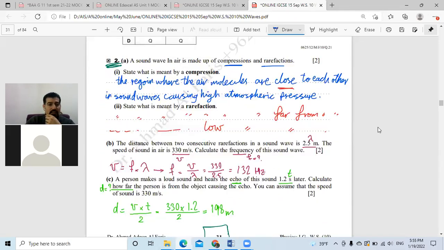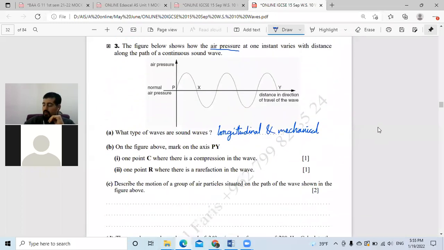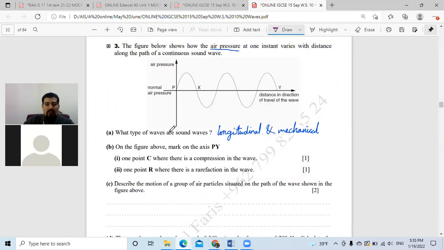So again here, in this question number 2, if you have any question, you can send me. Question number 3 now. We did the first part. What type of waves is it? It's longitudinal and mechanical. On this figure, mark on the axis PY one point C, where there is a compression in the wave. Where is the compression? Is this point where I labeled the compression?